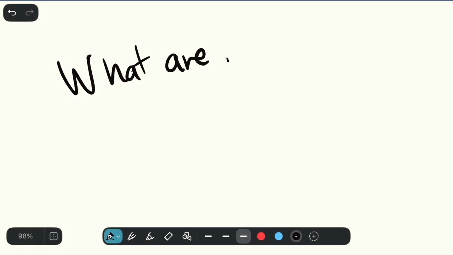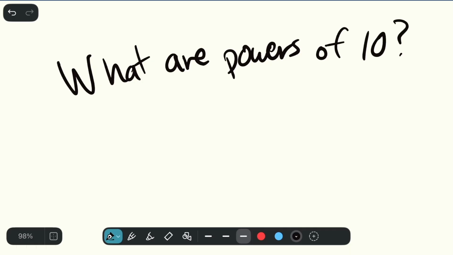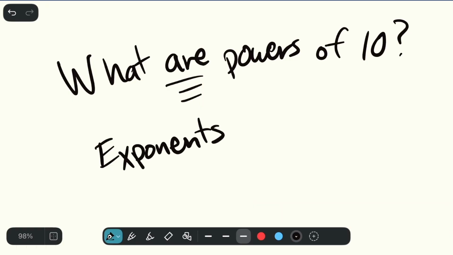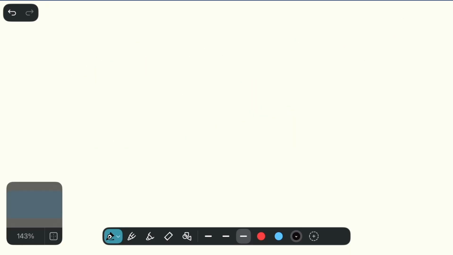Hi everyone. Today we're talking about powers of 10, what they are, what exponents mean, and what they're actually telling us to do. We'll work through some examples together, and I'll even show you a little pattern or trick that shows up with base 10 that's pretty handy to know. Let's dive into it. Let's start from the beginning.